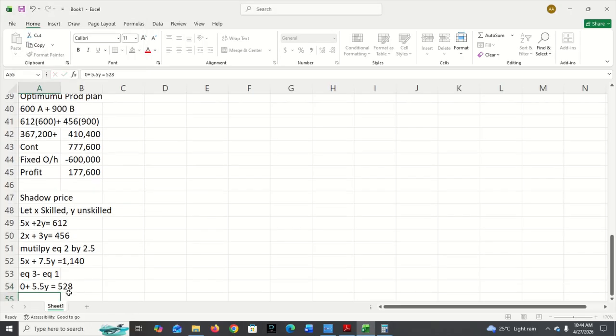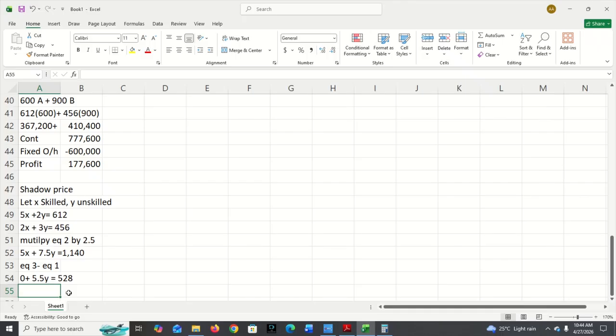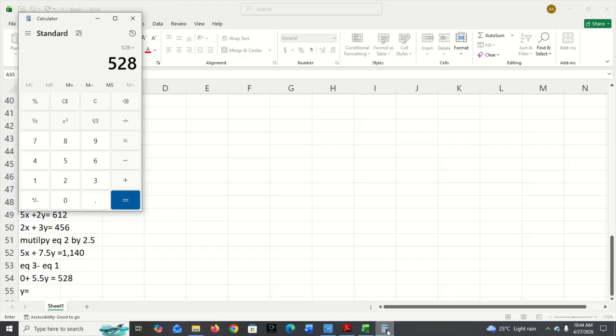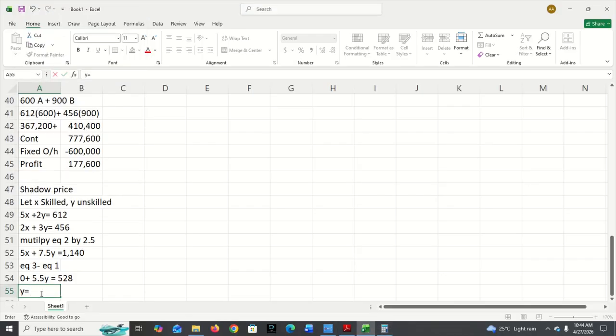And to get our y, y equals to what? That's 528 divided by 5.5. So 528 divided by 5.5, that will give me 96. So my y is going to be 96.